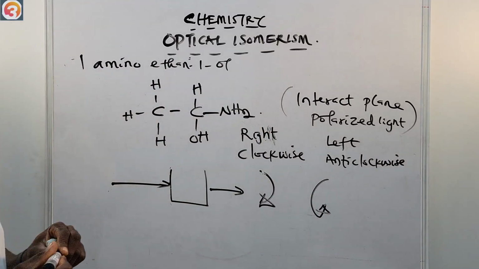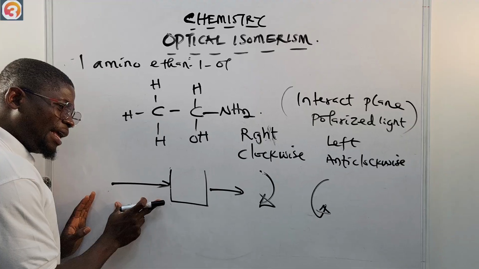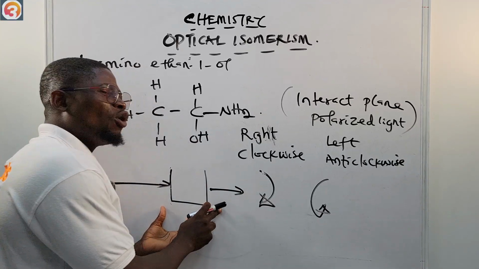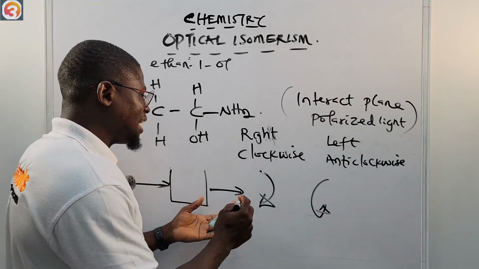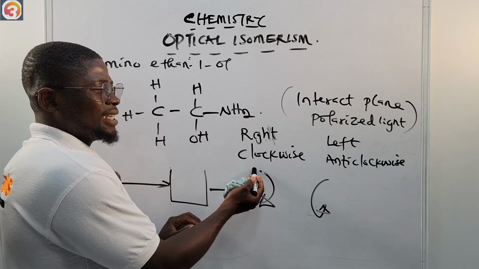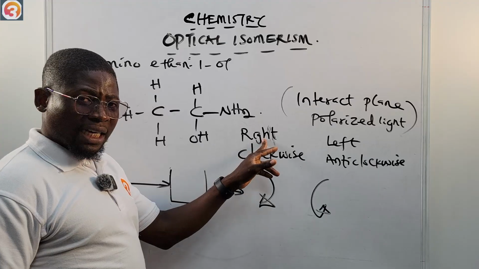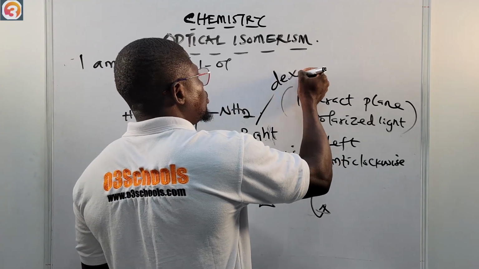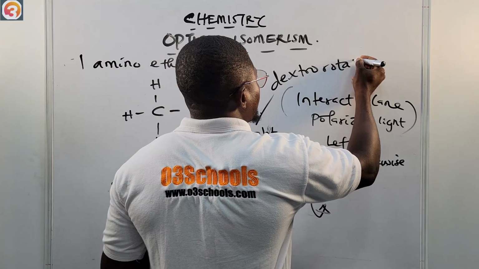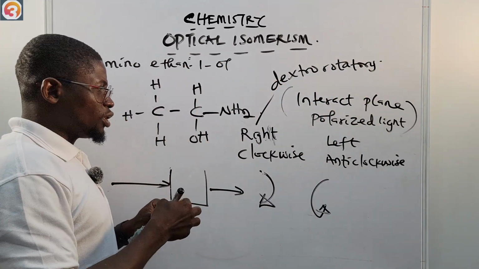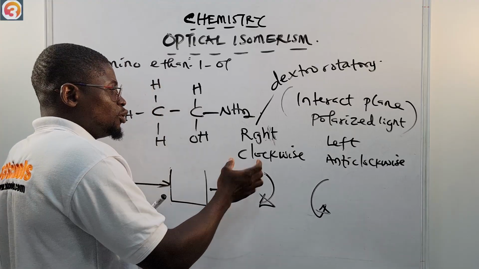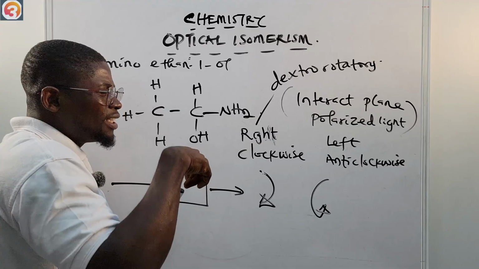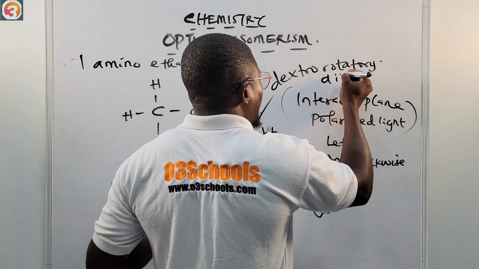Anti-clockwise direction. So this is what would happen. Once we pass plane polarized light, a light that is traveling in one direction, through a sample of an enantiomer, it either rotates it in a clockwise direction or to the right. If it rotates it clockwise or to the right, we call that dextro-rotatory. So if it rotates plane polarized light clockwise, or to the right, we say it is dextro-rotatory, or we call that sample the D-isomer.